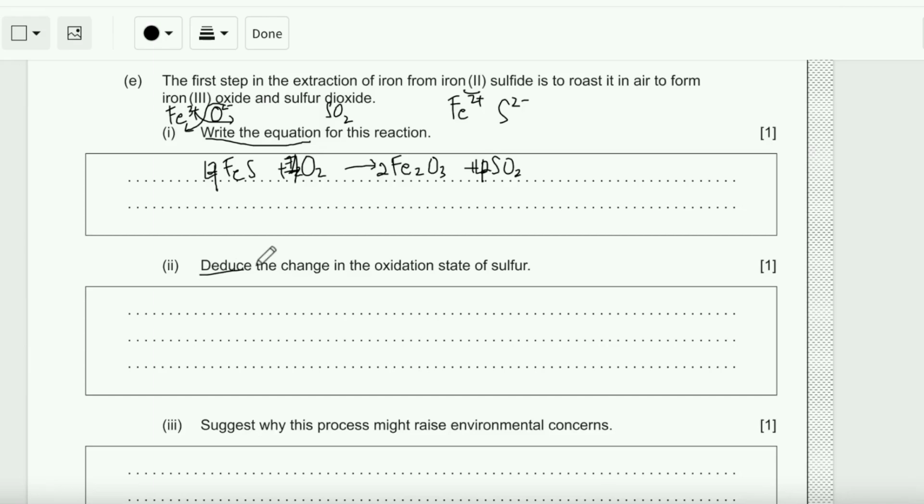Deduce. Reach a conclusion from the information given. The change in the oxidation state of sulfur, so between FeS and SO2. Remember, the coefficient doesn't have an effect.